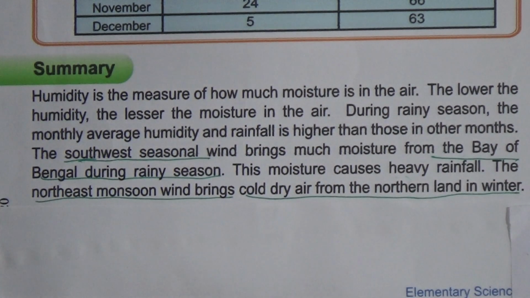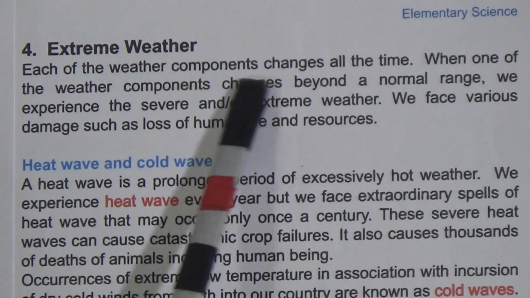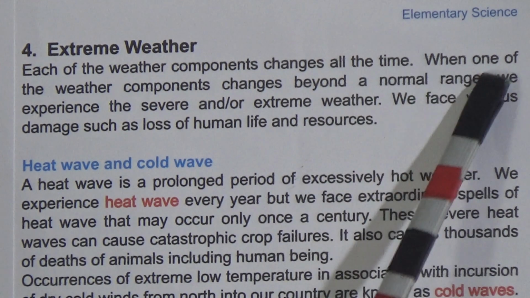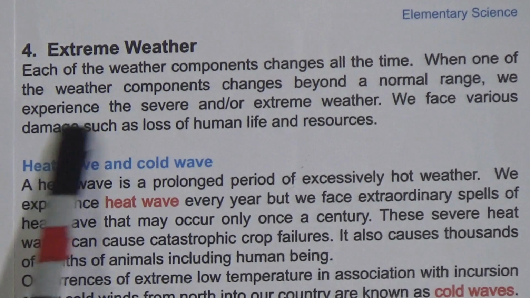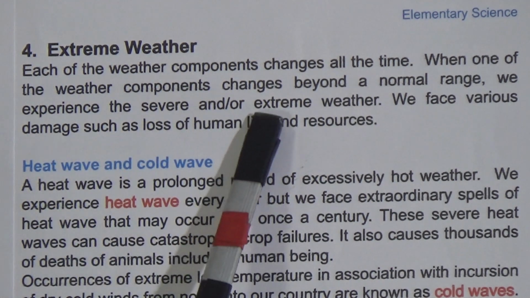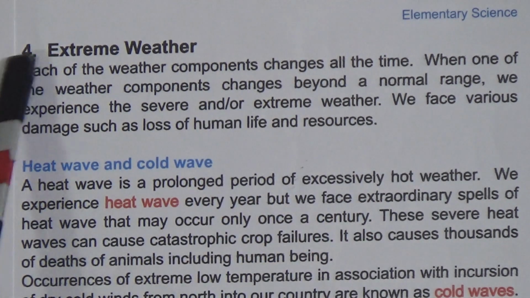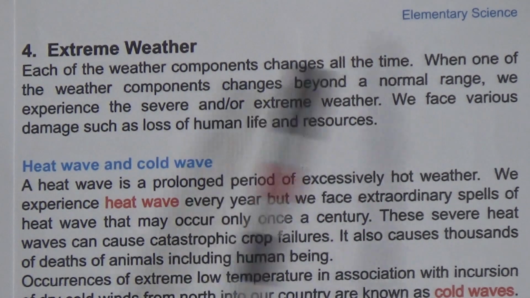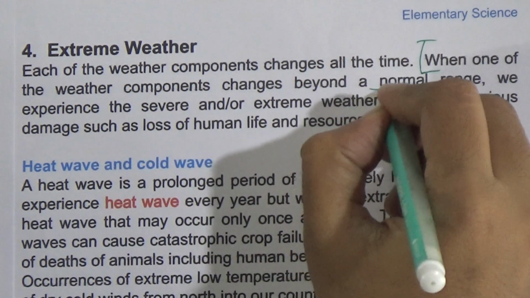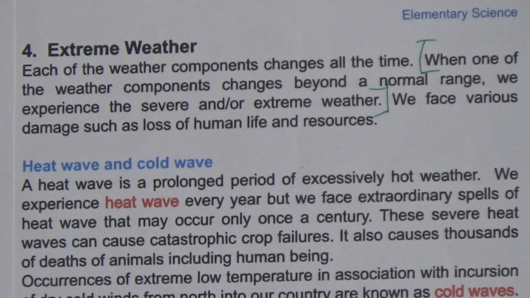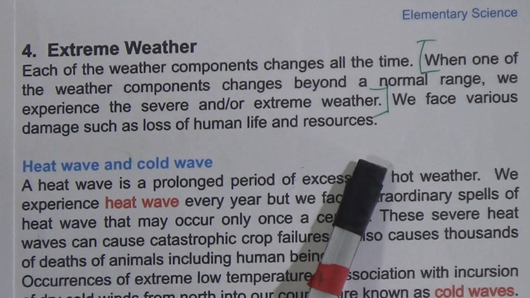Now come to extreme weather, the next lesson. Each of the weather components changes all the time. When one of the weather components changes beyond a normal range, we experience severe or extreme weather. And this is the definition of extreme weather, from the first line to here, from when to extreme weather. We face various damage such as loss of human life and resources from extreme weather.